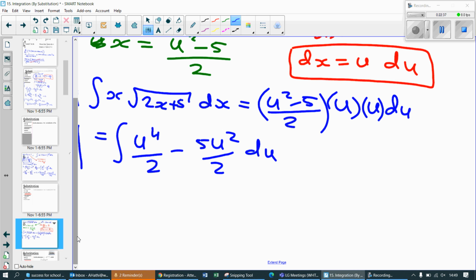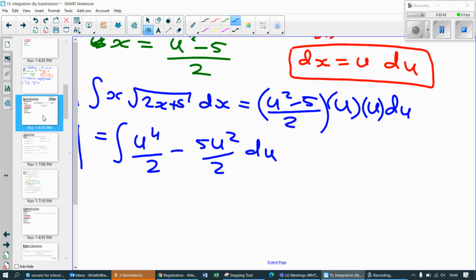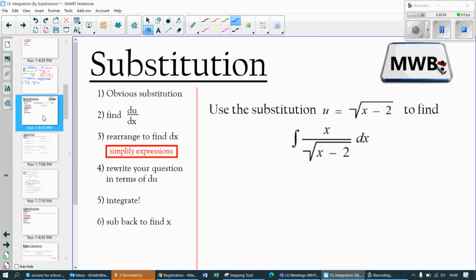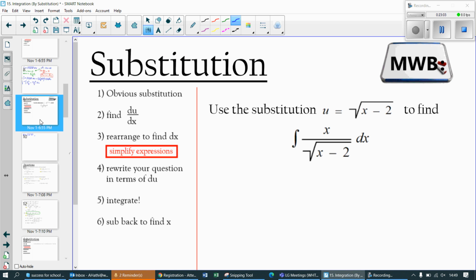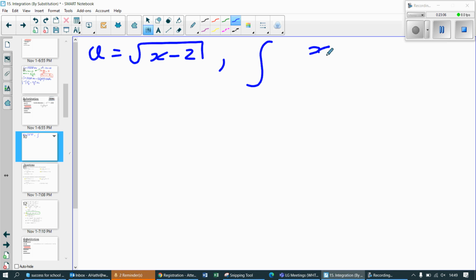What I'd like you to do is, I think on the next slide I've got a few questions. Do you want to have a go at one yourself? Can you try this one? Using the substitution u equals the square root of x minus 2, I want you to find the integral of x over the square root of x minus 2 dx. Now, first of all, before you start this question, why can you not do, like, none of the bottom or something like that?